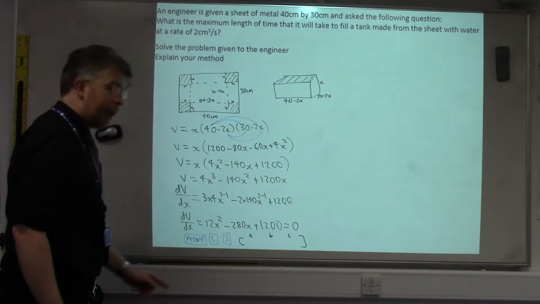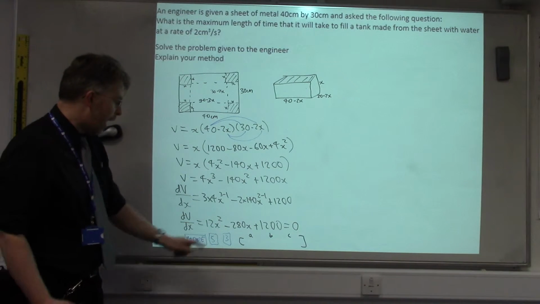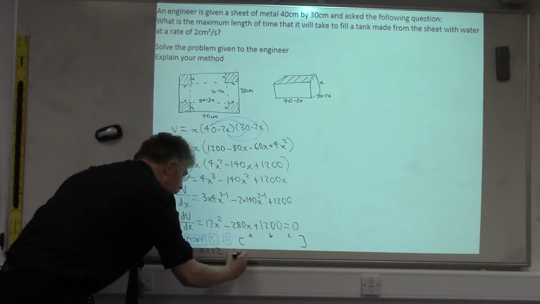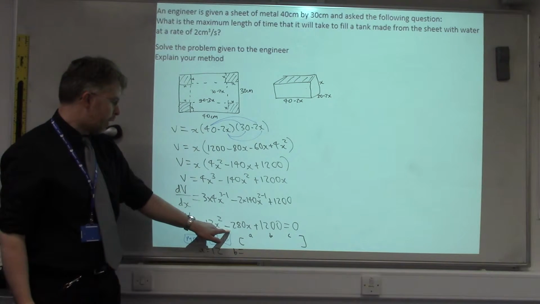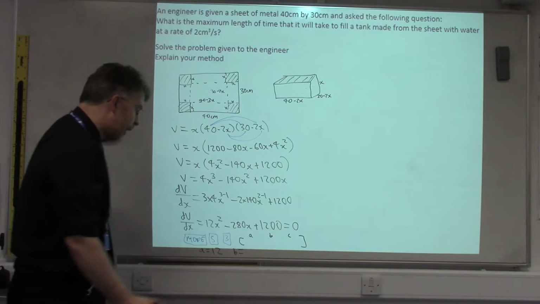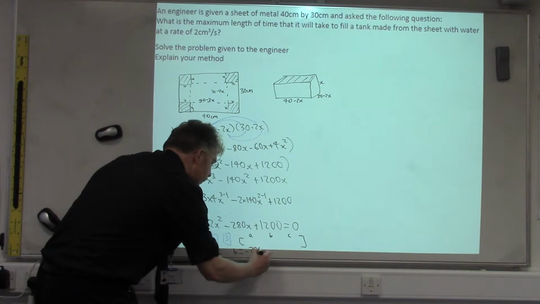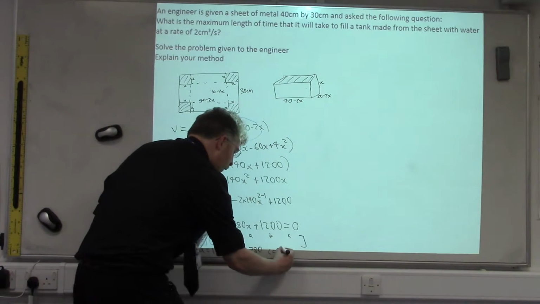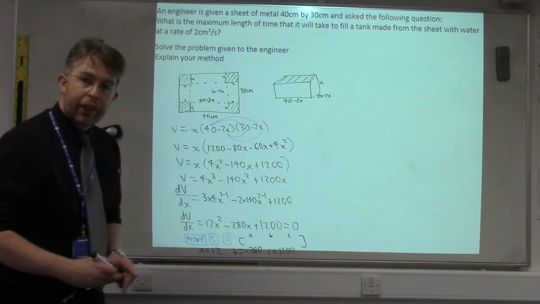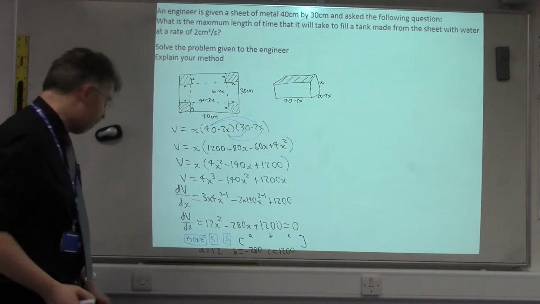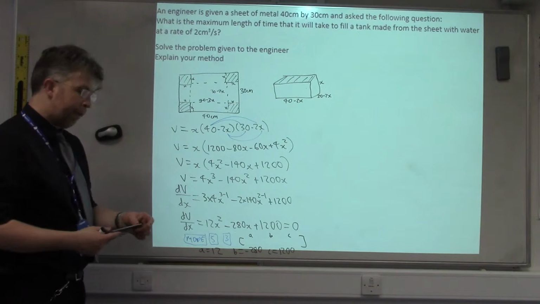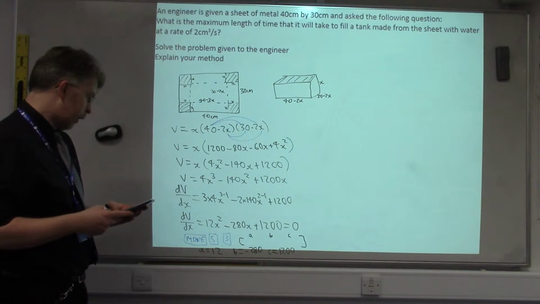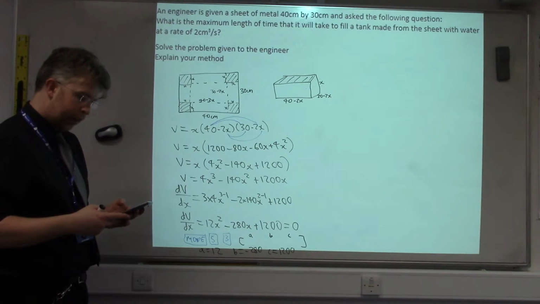Now the A, B and C depend on the quadratic we've got at this stage. So our A is the 12. Our B is the minus 280, don't forget the minus, that's crucial. And the C is the 1,200. So whatever your numbers are at those stages, that's what you would stick in for A, B and C, by sticking in the number and pressing equals. So 12 equals, minus 280 equals, 1,200 equals.